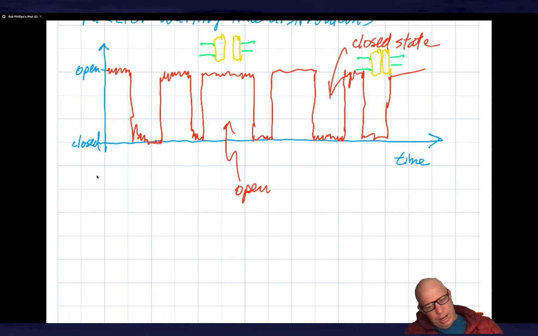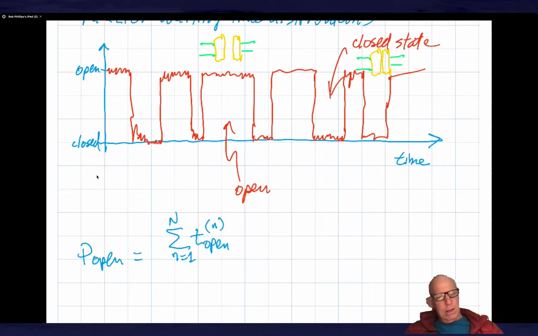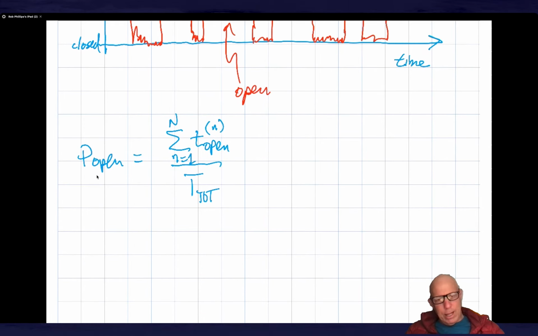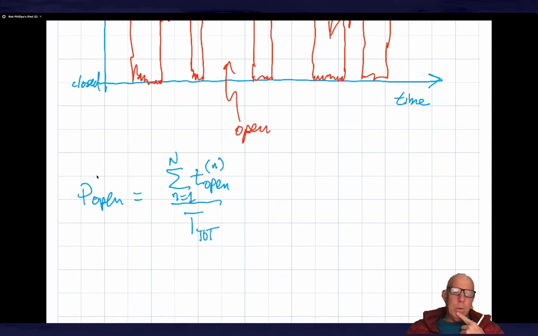And just as an aside, we might be interested in writing P open, the probability of being open, and that would be the sum over n equals 1 to capital N, the time that it's open when it's in the nth open state, and then I divide that by T tot. So what is this idea? It's saying if I want to figure out the probability of being open, then what I want to find out is what fraction of the time does it spend open. So that's a statistical question that we will later answer using methods of statistical mechanics.